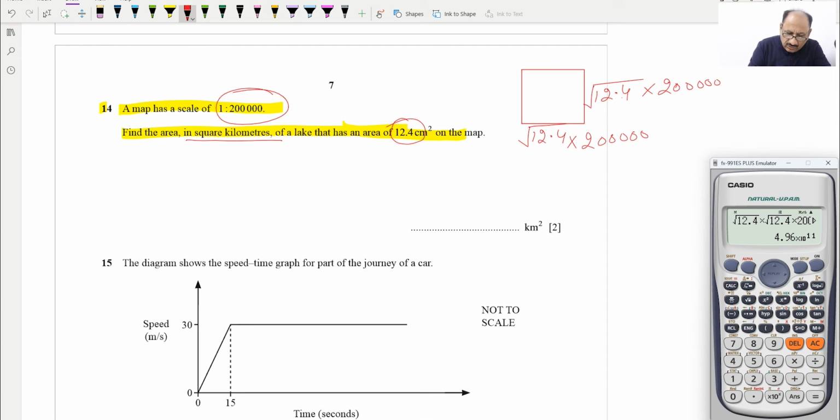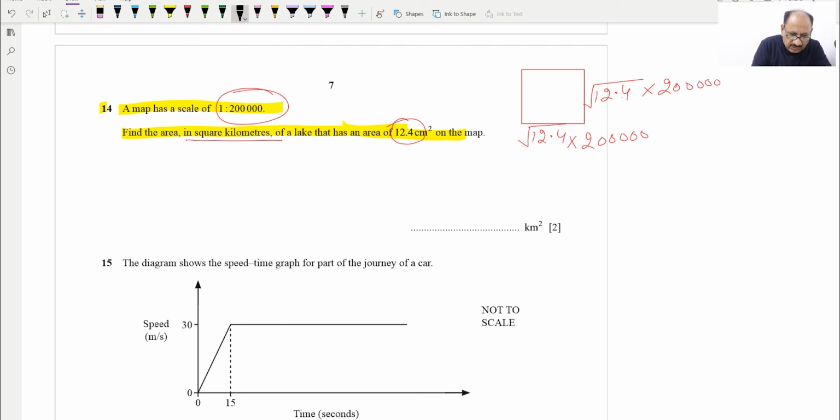So we have to show the working also. So what we can do, we can provide 4.96 into 10 raised to the power 11. Now this is centimeter square, so we can write centimeters into centimeters, but our answer is required in kilometers square. So we have to divide this to change the centimeters into kilometers.